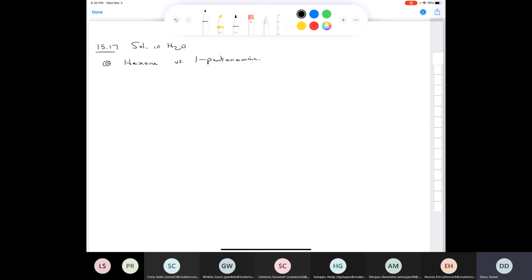Let's start by drawing hexane. Hexane is a hydrocarbon with 1, 2, 3, 4, 5, 6 carbons. 1-pentanamine has 5 carbons, and then an amine on the first one. This is not meant to be a trick question. Can anybody tell me which one of these two compounds would have a higher solubility in water? Pentanamine. Yeah, can you explain why?